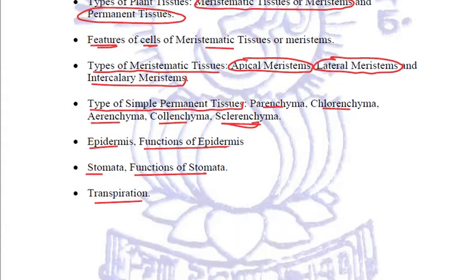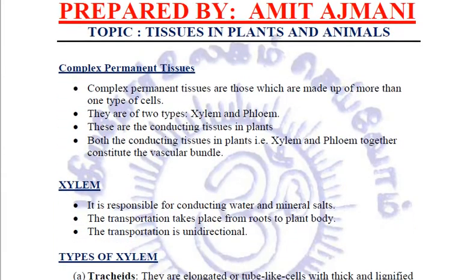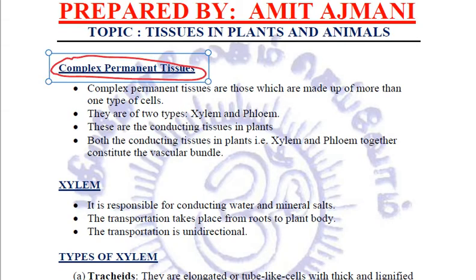Now, let us start with the new topic, that is the types of complex permanent tissues. The permanent tissues are those meristematic tissues which have lost their ability to divide. These were of two types, simple and complex. Simple we have done in detail in the previous lecture, and in this lecture we'll be discussing the complex permanent tissues. Now, what exactly are complex permanent tissues? These are the permanent tissues which are made up of more than one type of cells.